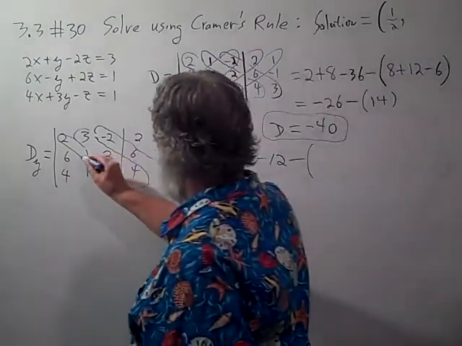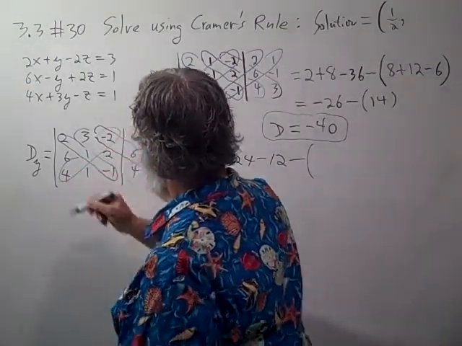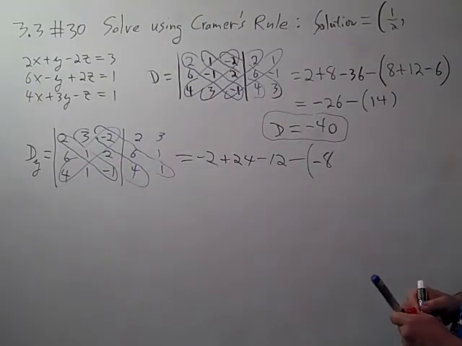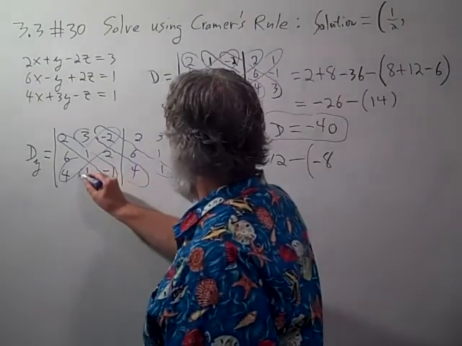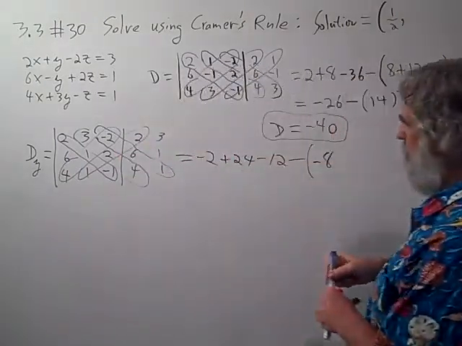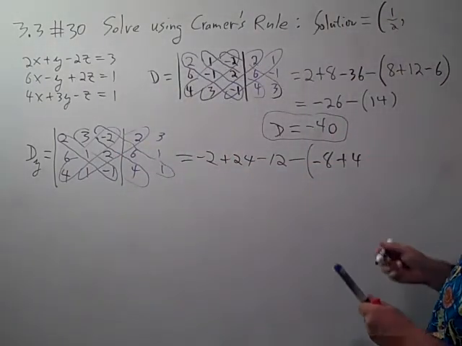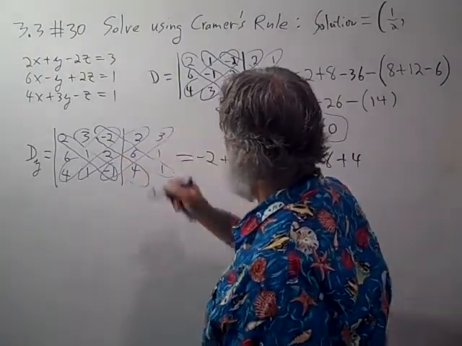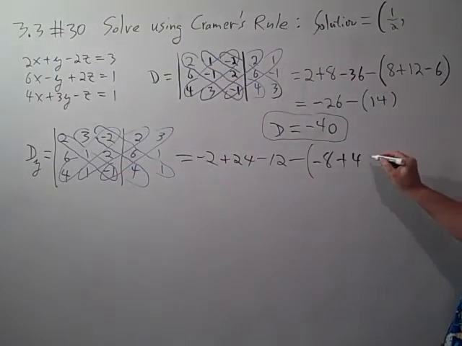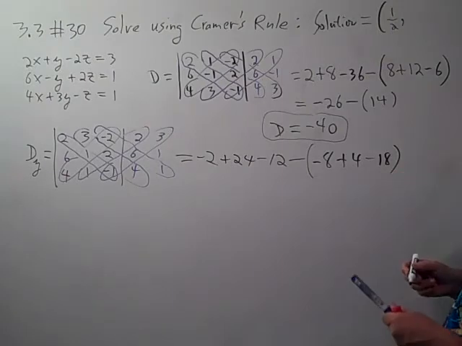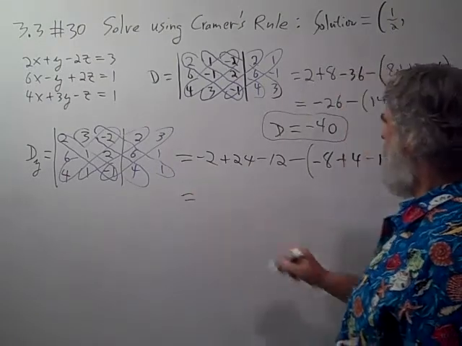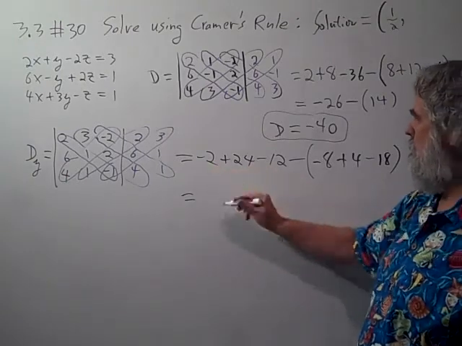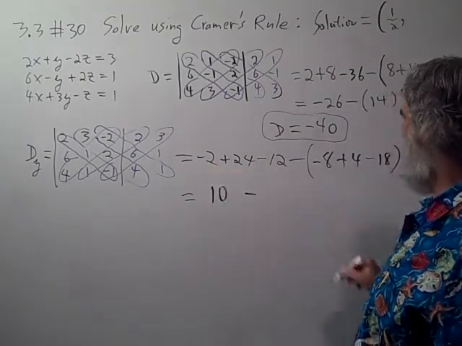So we have 4 times 1 times negative 2 is negative 8. We have 1 times 2 times 2, which is 4. And we have negative 1 times 6 times 3, which is negative 18. Okay, here, 24 take away 12 is 12, and 12 minus 2 is 10, so this is 10.